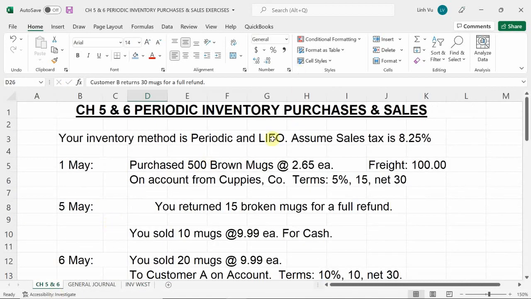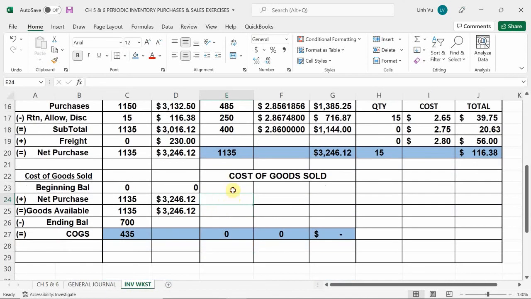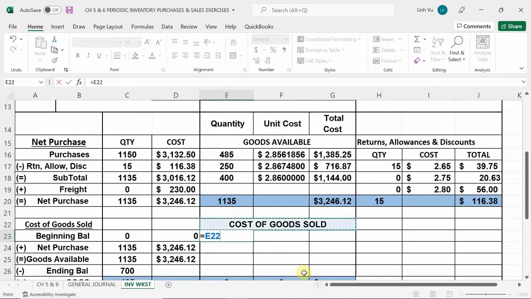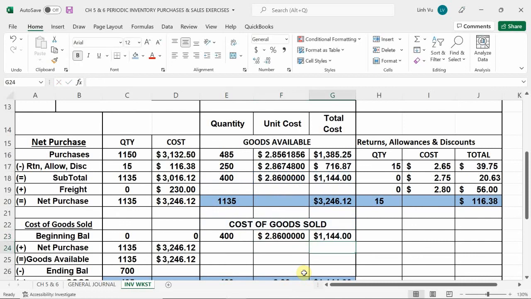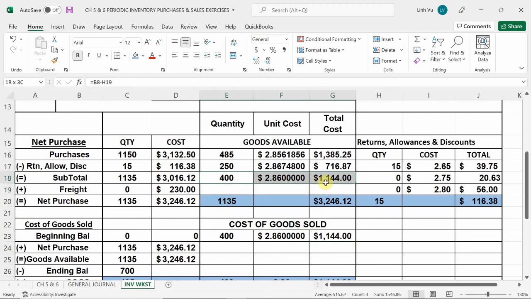400. LIFO. Okay, last in, first out. Oh yeah, that's what I meant. No worries. So in this case, we're going to take out the 400, right? Since we're going to take out all of it, we know it's going to be for the $11.44. Okay, so therefore, we can get rid of this here.